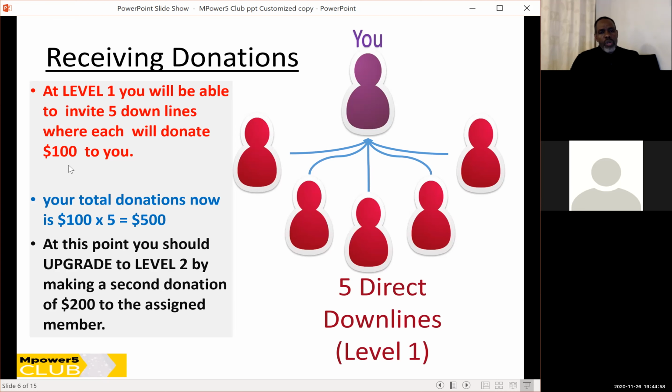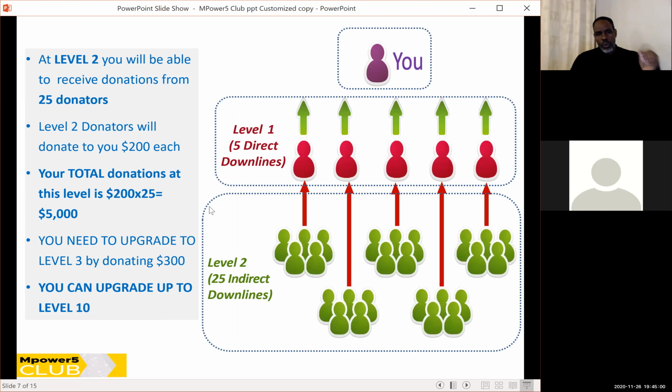Now, why would you need to go to level 2? You need to go to level 2 because when you do that, the system opens up 25 new donors to donate to you $200, just like you donated $200 to somebody else. That will be 200 times 25, which is $500,000.